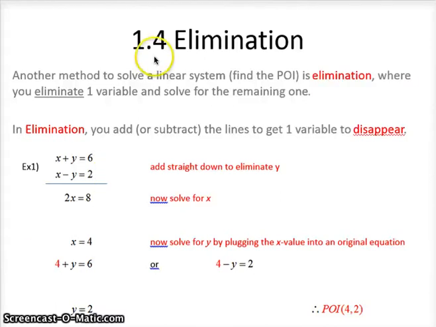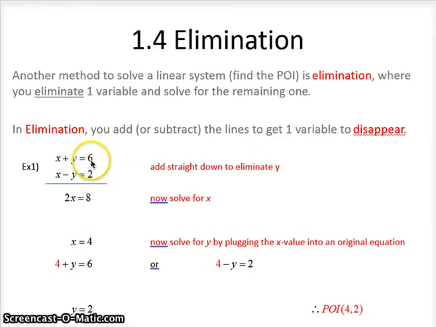Okay, so now we're looking at elimination. It's another method to solve a linear system or find the point of intersection. It's where we're eliminating one of the variables and solving for the remaining one. In substitution, you are substituting in the expression of a variable and then simplifying for the remaining variable, whereas in elimination, we're going to add or subtract the lines to get one of the variables to disappear.